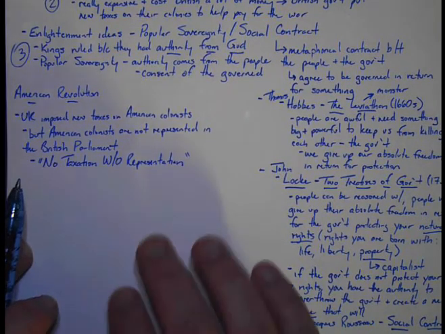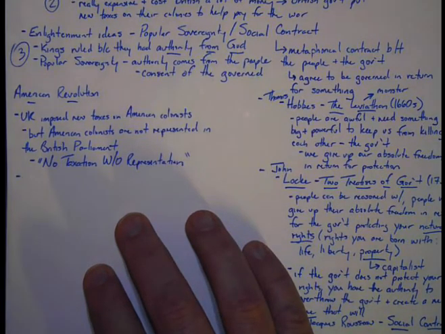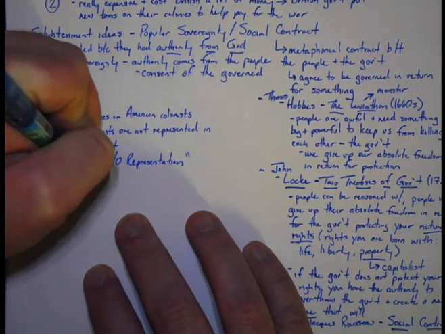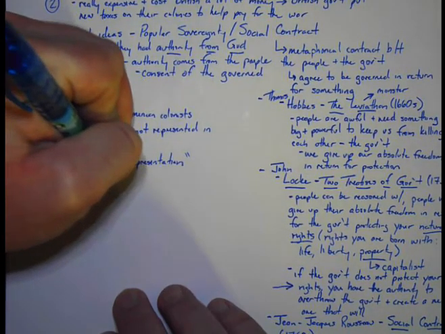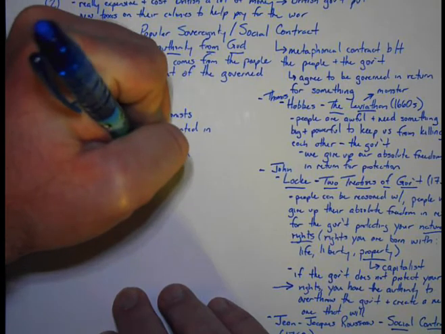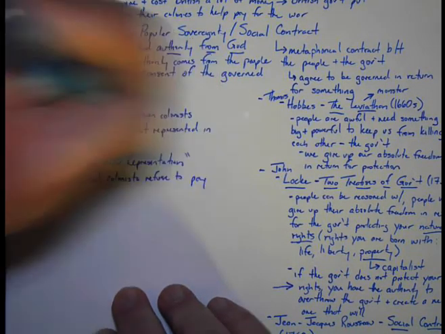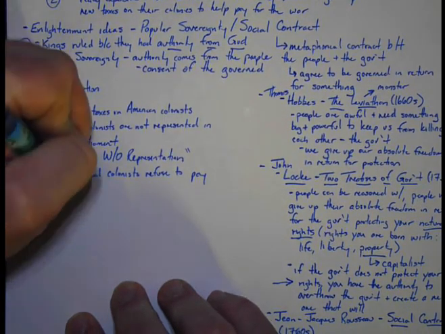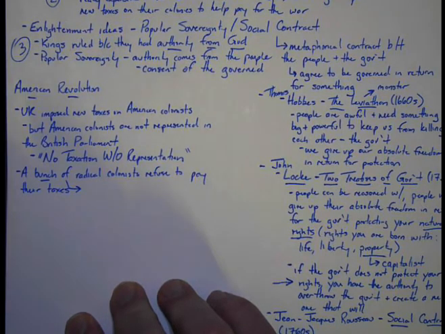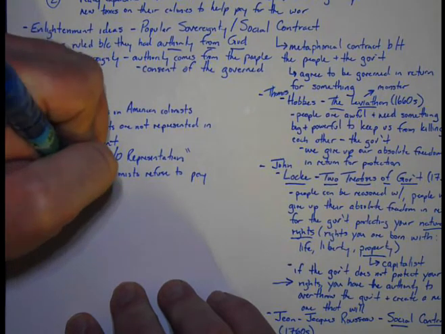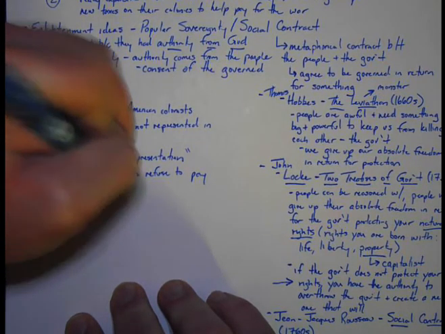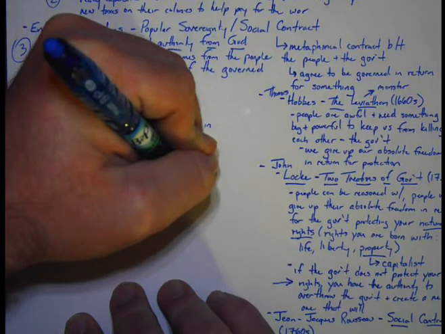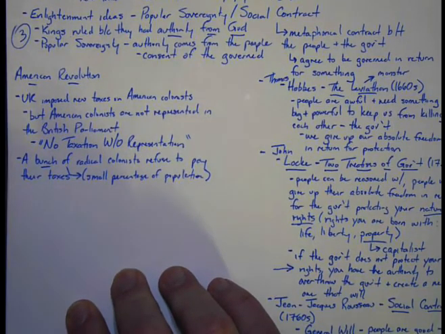So when this happens, a bunch of radical colonists refuse to pay their taxes. And when I say a bunch, this means that it's not a lot. It's a few, not a lot of them. It's really a small percentage of the population. But they refuse to pay their taxes.